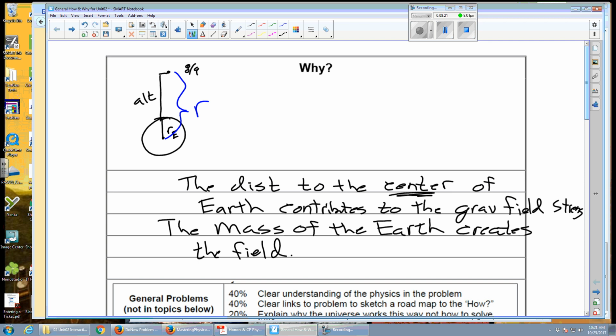Do I know the altitude? No. Oh, good, I have a variable at least. It's always weird to do math when you don't have a variable, or at least algebra. Do I know the radius of the Earth? Yes. How do I know the radius of the Earth?